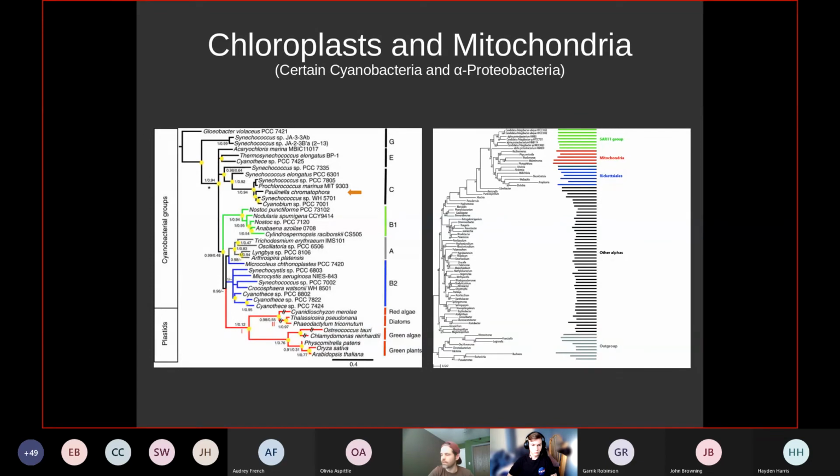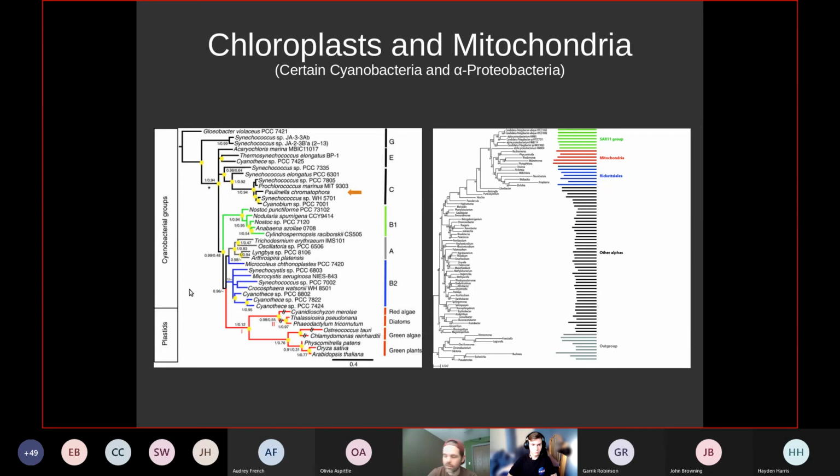What am I getting at here? Look at this tree. Chloroplast is similar to a bacteria. It is a bacteria, quite literally. So we sequence that chromosome and build a tree from it, and it doesn't fall anywhere near plants.